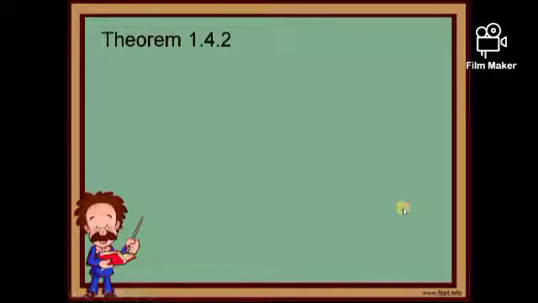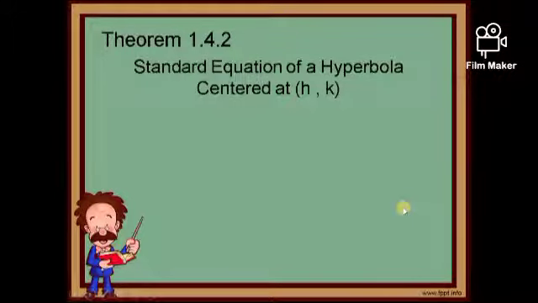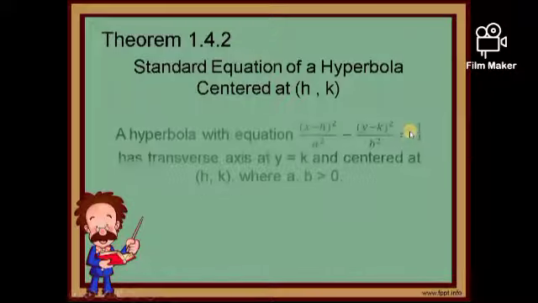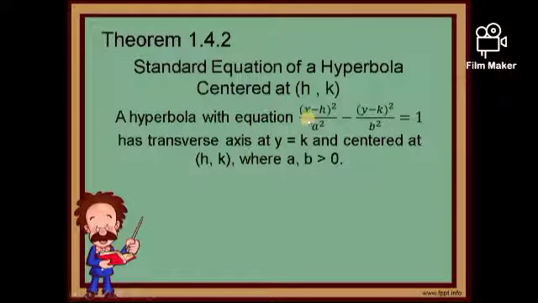Next, Theorem 1.4.2. Standard equation of a hyperbola centered at (h, k), or centered at any point on the plane. A hyperbola with equation quantity x minus h squared over a squared minus quantity y minus k squared over b squared equals 1 has transverse axis at y equals k. Medyo familiar na tayo dito kasi nagawa na natin to before. Kunin natin yung nandun sa may negative part. Equate natin sa 0, then solve for y. Or simply change the sign lang, yung kasama nung y. Okay, so y equals k.